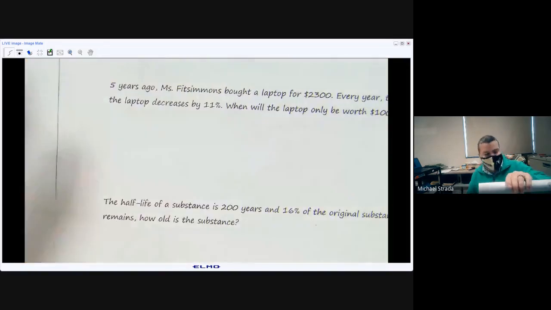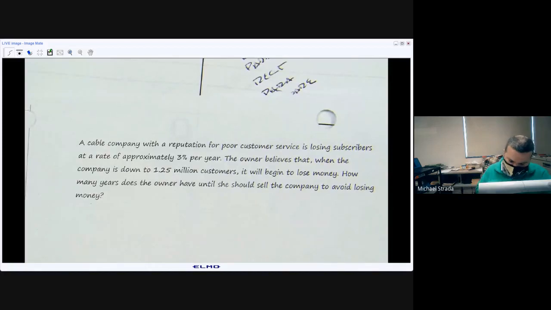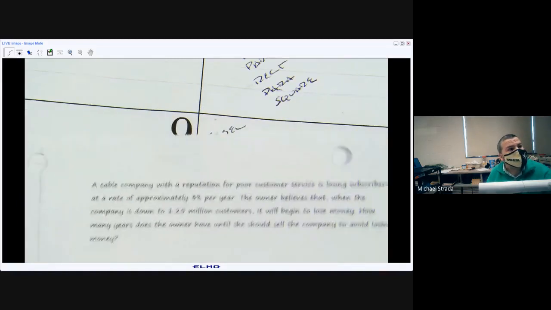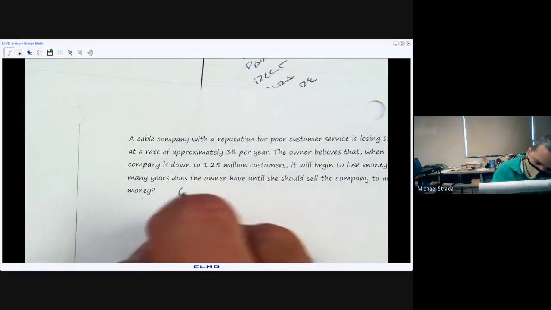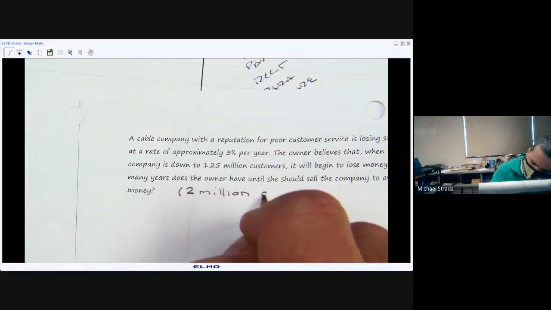All right, a cable company with a reputation for poor customer service is losing subscribers at a rate of approximately 3% per year. The owner believes that when the company is down to 1.2 million customers, it will begin to lose money. How many years does the owner have until she should sell the company to avoid losing money? Problem is we don't know how many subscribers there are in the beginning, so we will make that 2 million even. So we'll say there's 2 million currently.